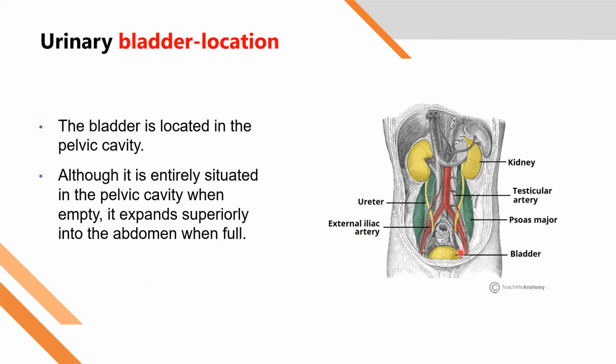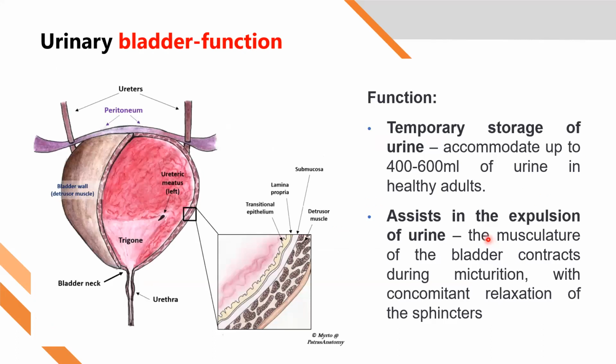Now we move on to the location of the bladder. The bladder is located in the pelvic cavity. Although it is entirely situated in the pelvic cavity, when empty, it may expand superiorly into the abdomen when it is full. What is the function of the bladder? You have to know this. It is temporary storage for urine. Just temporary. It accommodates 400 to 600 ml of urine in healthy adults. It assists in the expulsion of urine, where you can see in the wall of the bladder, there is muscle.